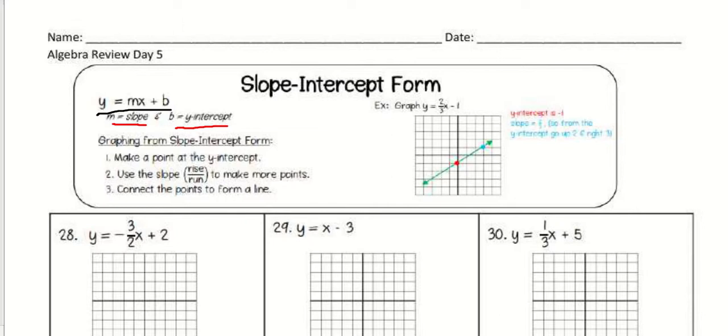So to graph it, we're going to begin with b. Plot a point on the y-axis where the graph is going to cross. We're going to use the rise over run, the slope, to make more points, and then we're going to connect those dots to form a line.